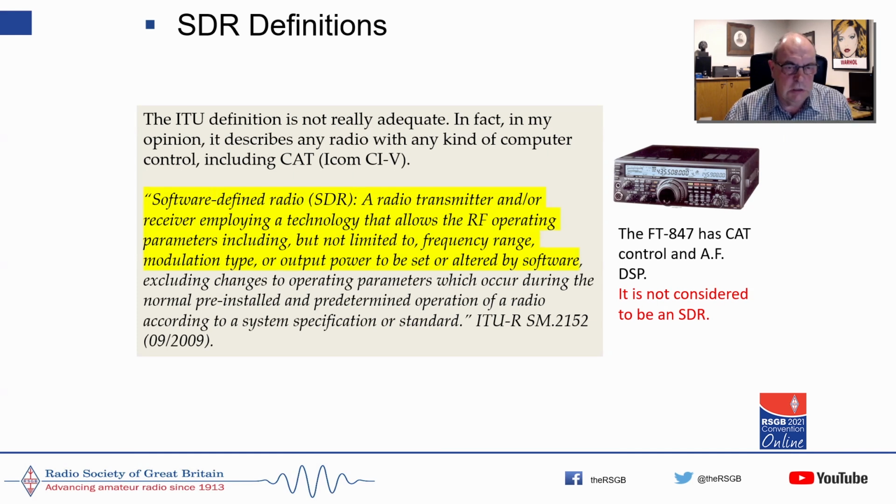What does it say? It says, a software-defined radio is a radio transmitter and or receiver employing a technology that allows the RF operating parameters, including but not limited to the frequency range, the modulation type, or the output power to be set or altered by software. And that certainly fits a CAT or ICOM CIV type scenario.